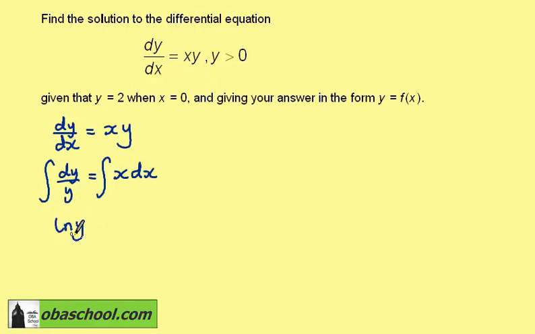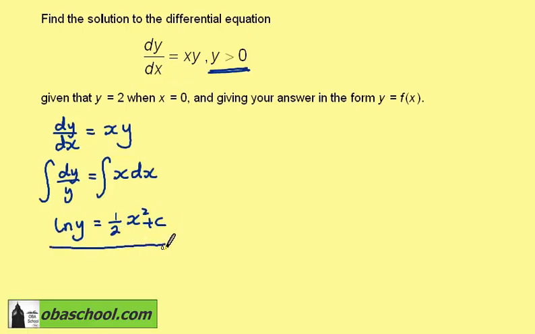This becomes log y. We don't need a modulus sign because we're told that y is greater than 0. If we integrate x, we get x squared over 2, which can be written as a half x squared, and of course we need the constant.